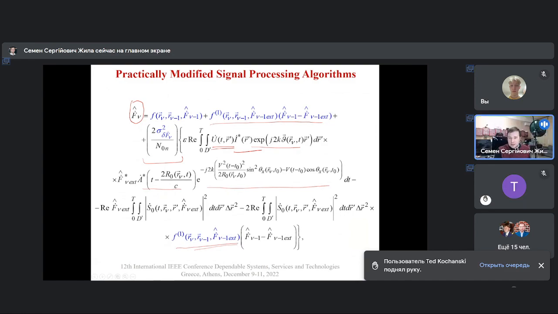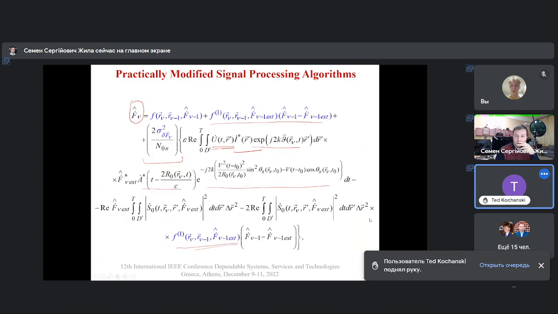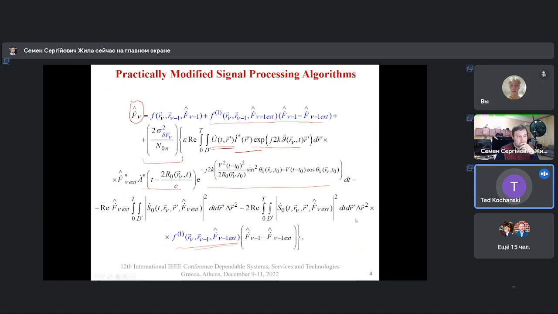Okay, Ted Kochansky, please ask the questions. Yes, very interesting presentation. I was wondering how sensitive these algorithms are to issues with the stability of the transmitter, because you need things to be very precise.